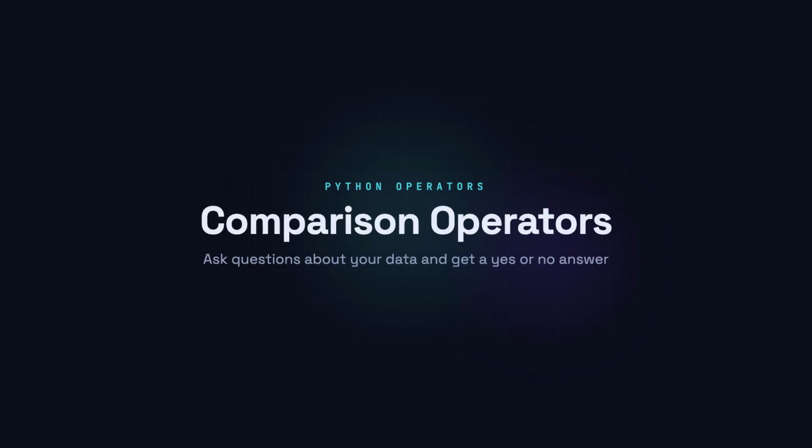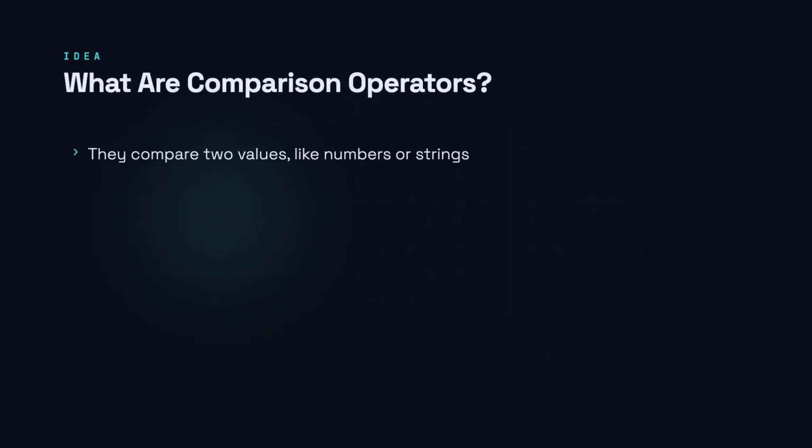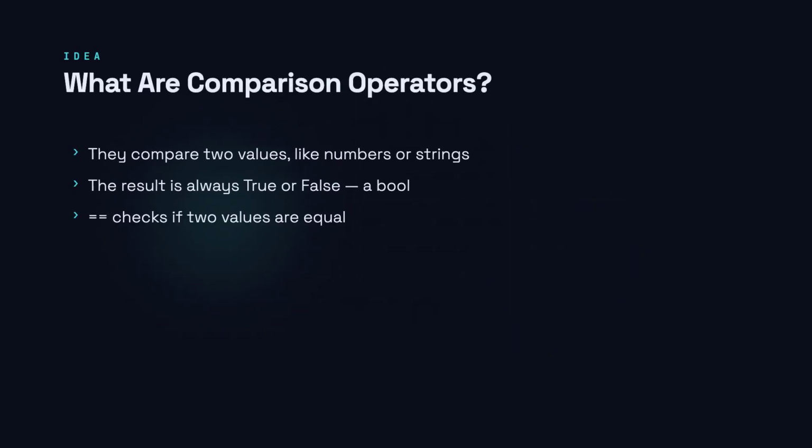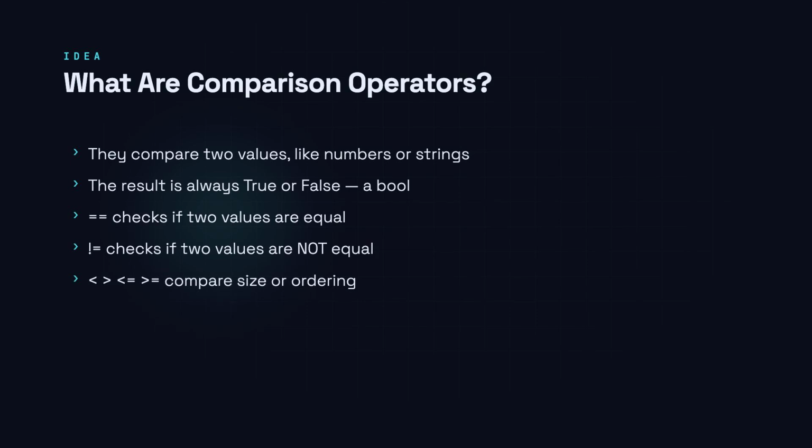In this lesson, we cover comparison operators, the symbols Python uses to compare two values and tell you whether something is true or false. A comparison operator takes two values, compares them, and hands back either true or false. That Boolean result is what lets your program make decisions.